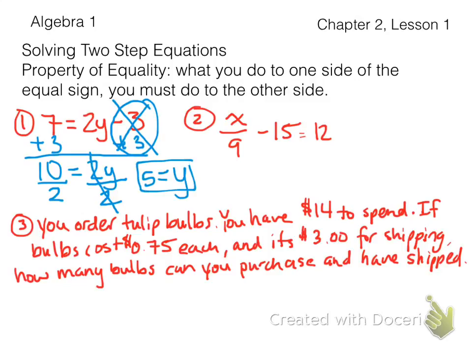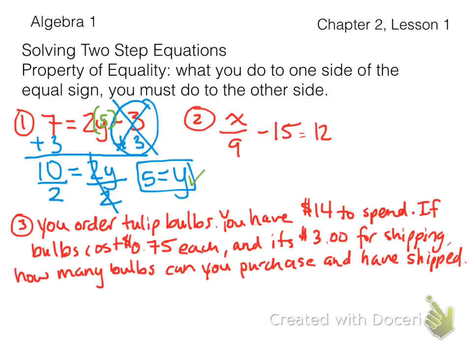So y equals 5. And what I can do is plug in 5 for y and see if it works. So if I make this a 5, I've got 2 times 5. Well, 2 times 5 is 10. 10 minus 3 is 7. So it works. It gives me a true statement.